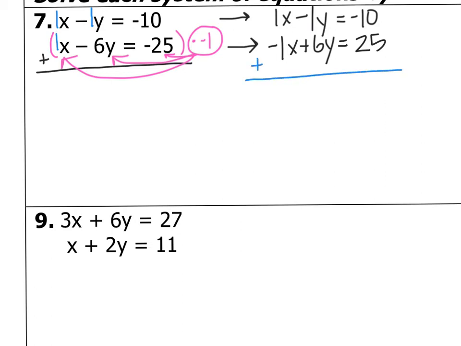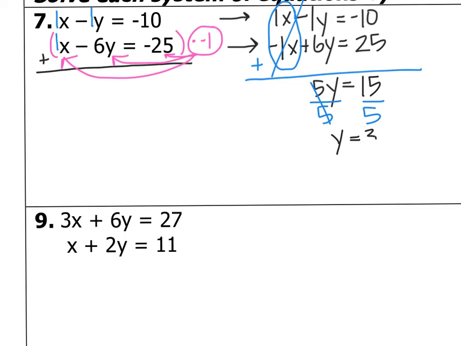Now I get to make my total line. I'm going to add each column. So when I add that 1x and that negative 1x that I created, my x's cancel out and disappear. Negative 1y and positive 6y gives me 5y. And negative 10 plus 25 gives me 15. Divide each side by 5 to isolate my y, and now I know that y is equal to 3.